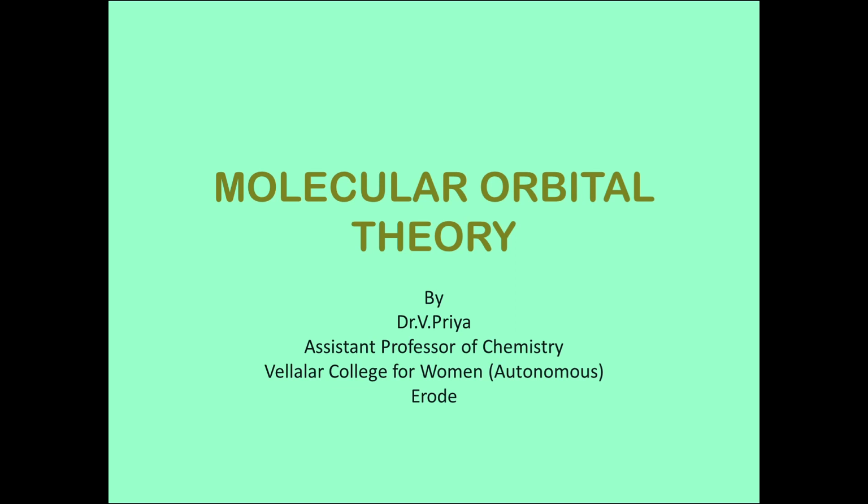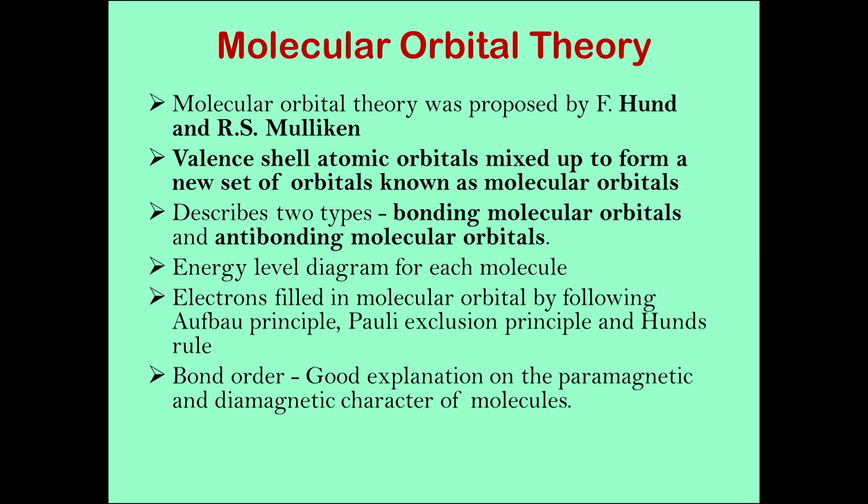Now, molecular orbital theory. Molecular orbital theory was first proposed by Hund and Mulliken, and it is defined as the valence shell atomic orbitals mixed up to form a new set of orbitals known as molecular orbitals. It contains bonding molecular orbitals and antibonding molecular orbitals, and it describes the energy level diagram for each molecule. The electrons should be filled in molecular orbitals by following the Aufbau principle, Pauli's exclusion principle, and Hund's rule, and it describes the bond order and the magnetism of the molecule.